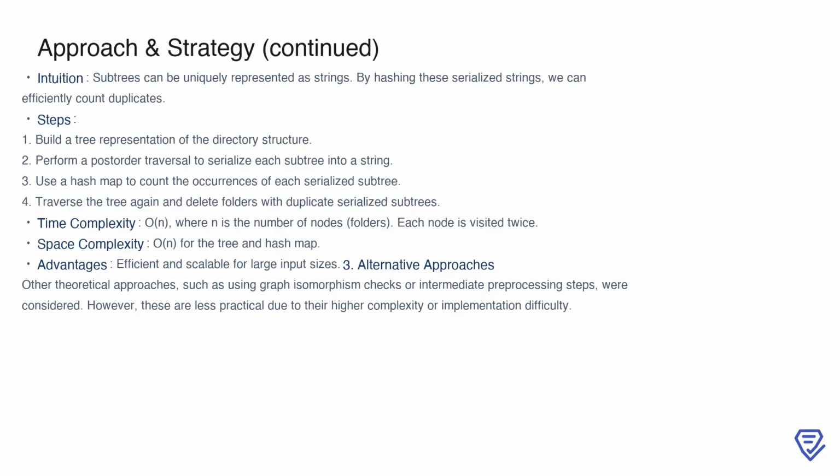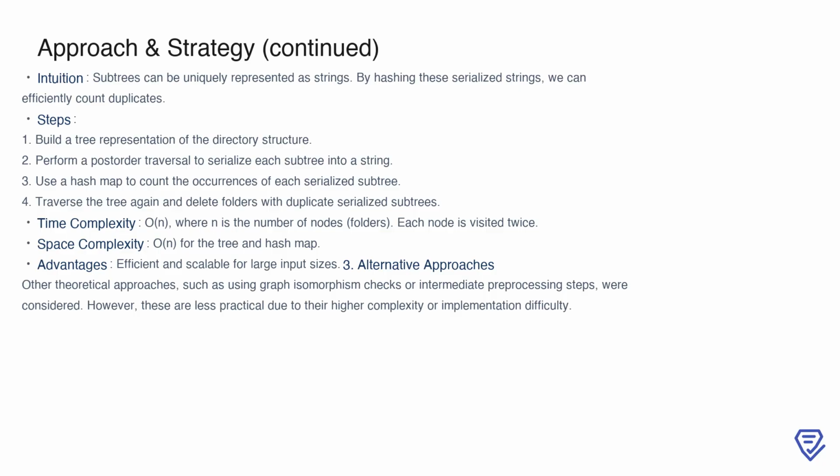The process unfolds in a few key steps. First, we represent the directory structure as a tree. Then, we use post-order traversal to serialize each subtree into a unique string representation. A hash map is employed to count how many times each serialized subtree appears. Finally, we perform another traversal to identify and delete folders with duplicate serialized subtrees.